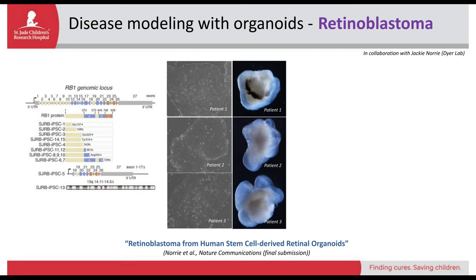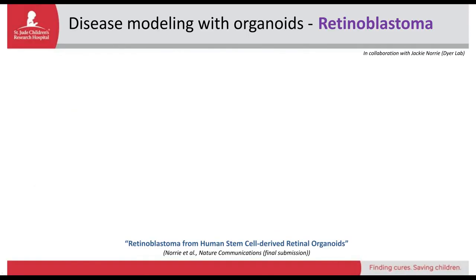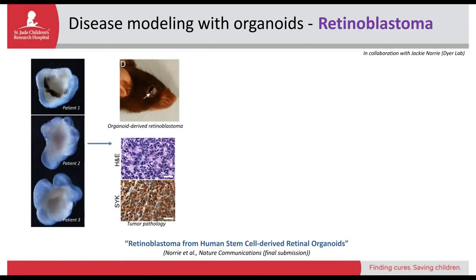And we were then able to differentiate iPS lines from each of the 15 patients into retinal organoids. Jackie then took these organoids, and at 45 days of differentiation, dissociated them into single cells and injected them intravitreally into immunocompromised mice. After about a year, she was able to see that 7 out of the 15 patient-specific organoids were able to generate a retinoblastoma, which is a tumor of the eye, in these mice. And they could basically confirm this by histology.